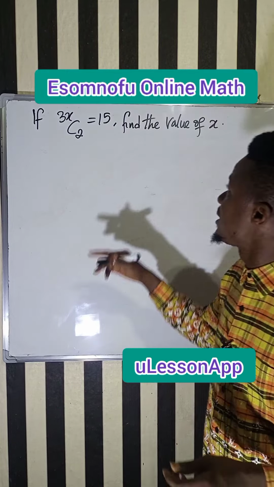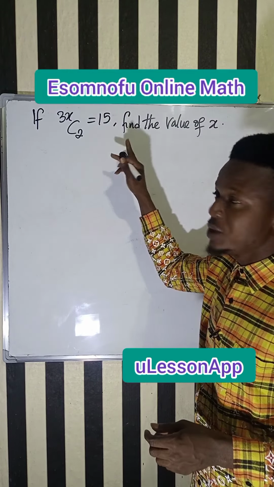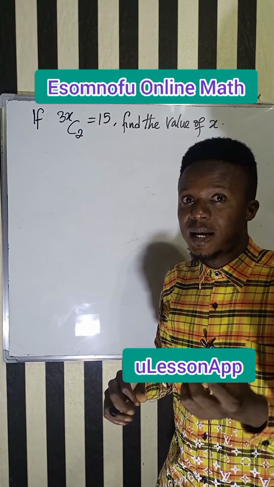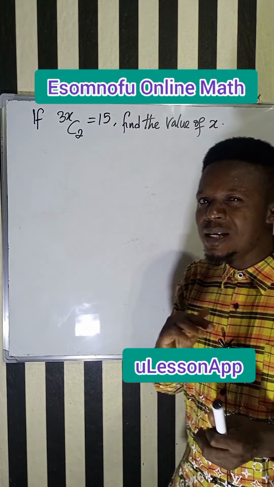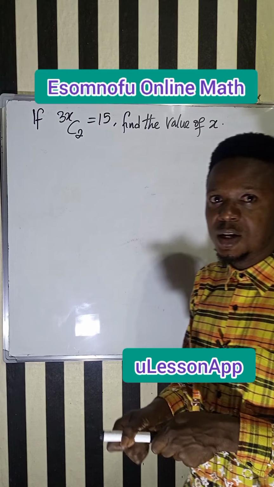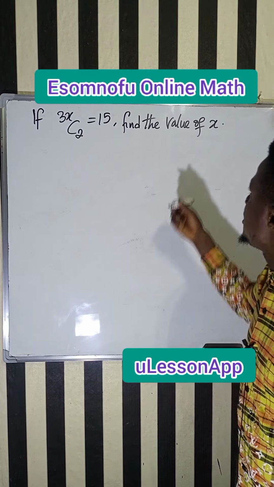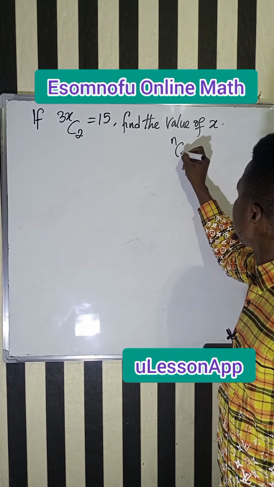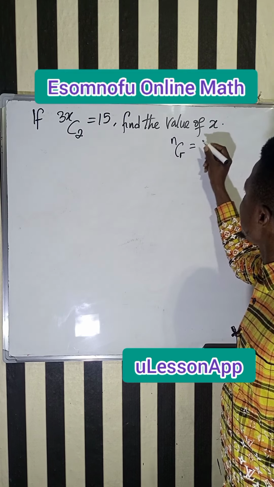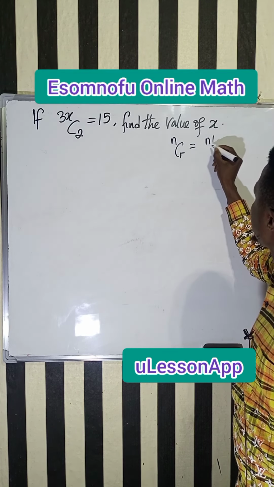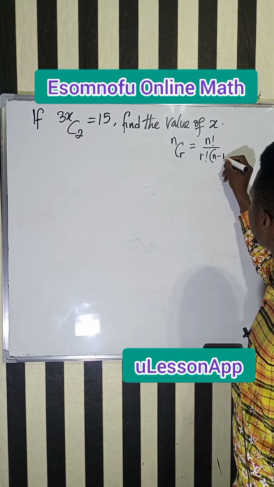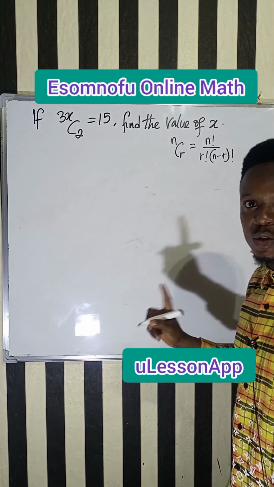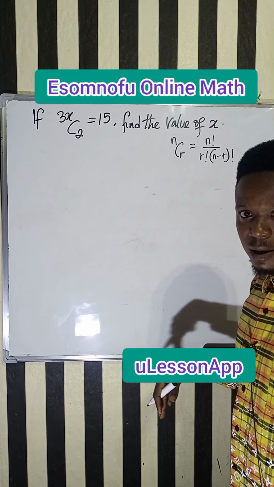So we have that 3x combination 2 is equal to 15 and we are required to find the value of x. Now before I solve this problem, let me take you down into what combination is all about. Supposing you have something like n combination r, this is the same thing as n factorial all over r factorial into n minus r all factorial. This is what combination is all about.